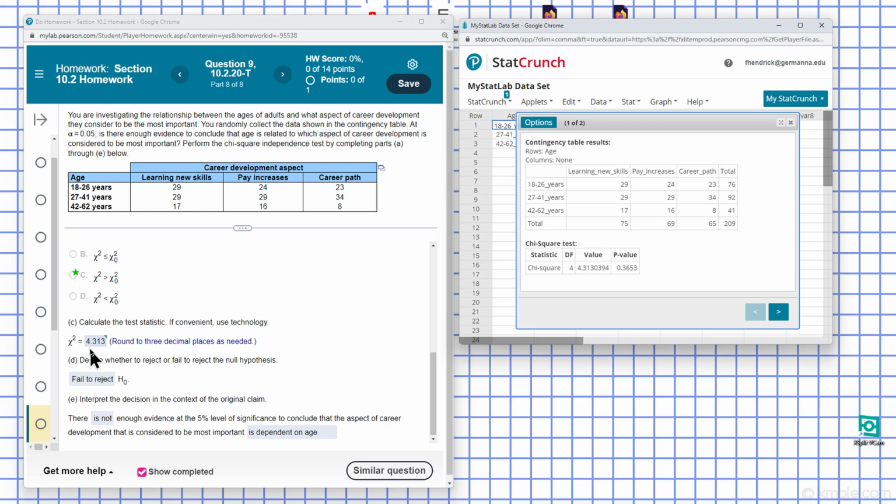So it's less than. In this case, we end up failing to reject the null hypothesis. So there is not enough evidence at the 5% level of significance to conclude that the aspect of career development that is considered most important is dependent on age.